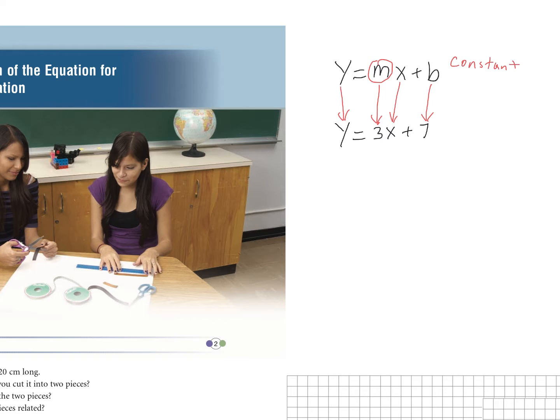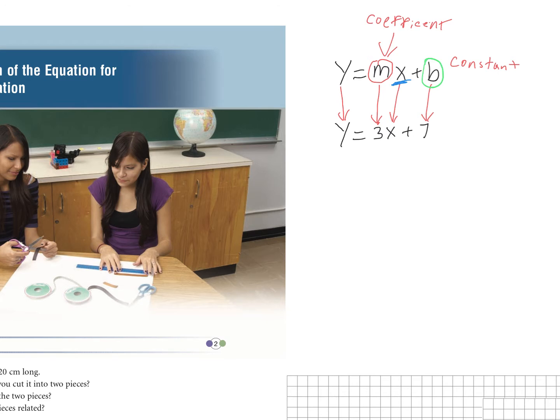and b is usually what we call a constant, and m is what we call a coefficient. So the coefficient is just the number you multiply your variable by right here. And a constant is an amount that you have from the very beginning.